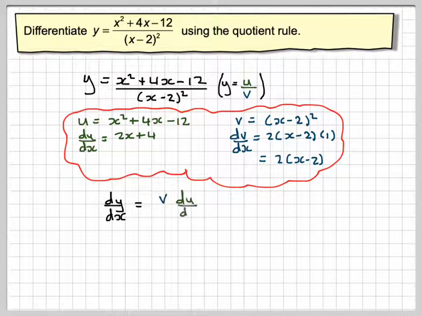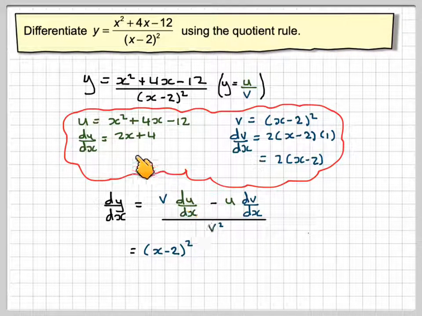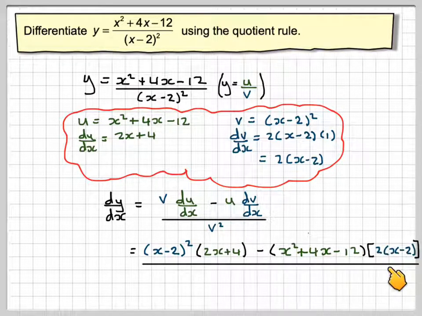Using the quotient rule, it's v du by dx minus u dv by dx all over v squared. So that's going to be v, which is (x minus 2) squared, times du by dx, which is going to be 2x plus 4, minus u, in brackets, x squared plus 4x minus 12. I can't stress the importance of using brackets here, times dv by dx, which is going to be 2 times (x minus 2). Now it's going to be over v squared, so it's going to be over (x minus 2) squared squared.